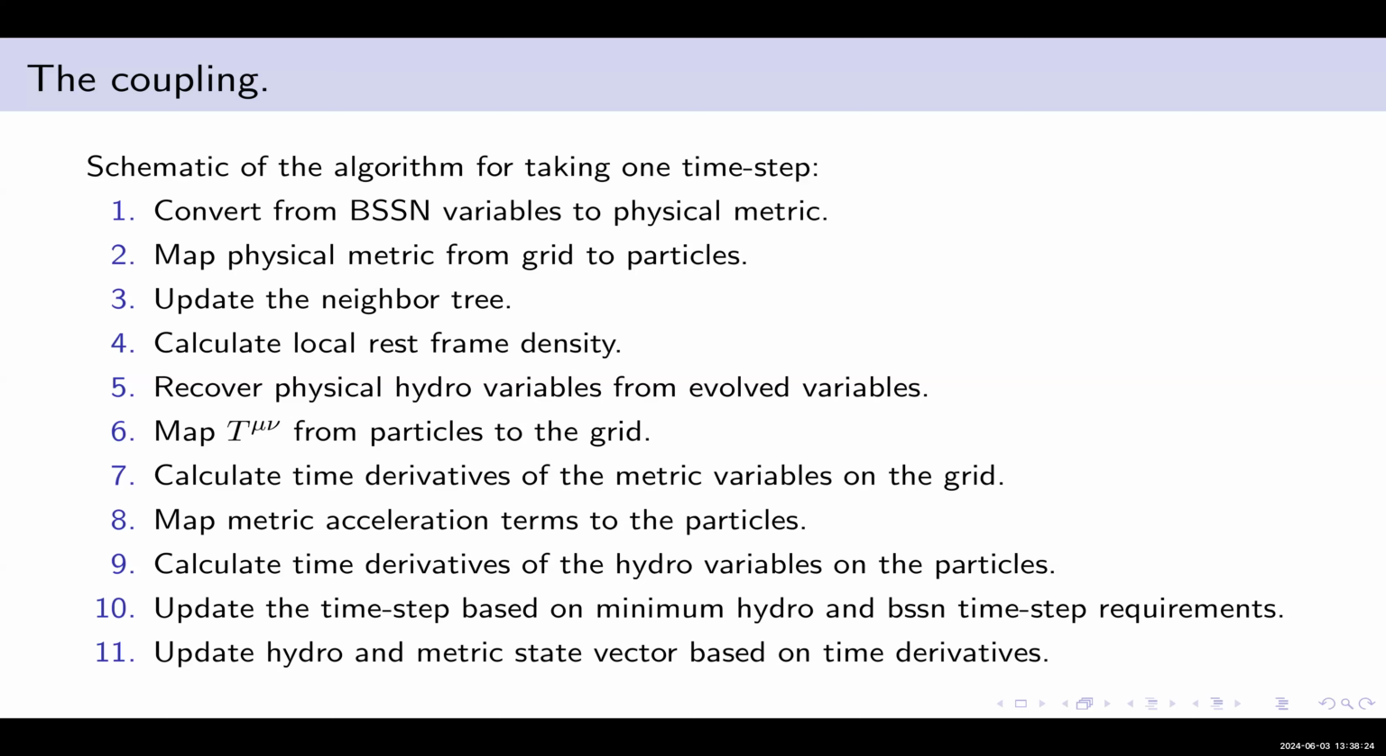Now you can calculate the time derivatives of the metric variables on the grid. And then you can map the metric acceleration terms from the grid to the particles. And then you can finally calculate the time derivatives of the hydro variables on the particles. And then you can figure out which of the hydro or the BSSN equations is the most restrictive in terms of time step, and choose the one that has the smallest time step requirement. And then you can update the hydro and metric state vectors based on this time step. And then all the particles move, and then you just repeat.